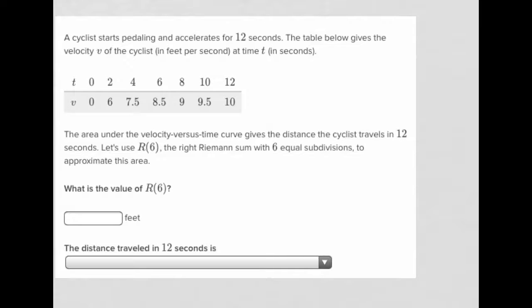So I'm gonna read all of this and then I'll show you how to do it. A cyclist starts pedaling and accelerates for 12 seconds. The table below gives the velocity v of the cyclist in feet per second at time t in seconds. Okay, so this is the time and this is the velocity. So at 2 seconds, they're going 6 feet per second. At 10 seconds, they're going 9.5 feet per second. So that's what that means.